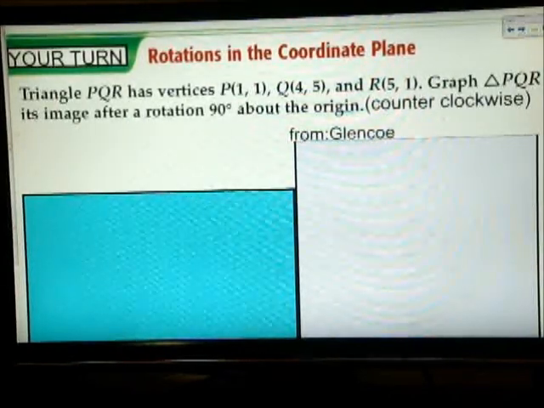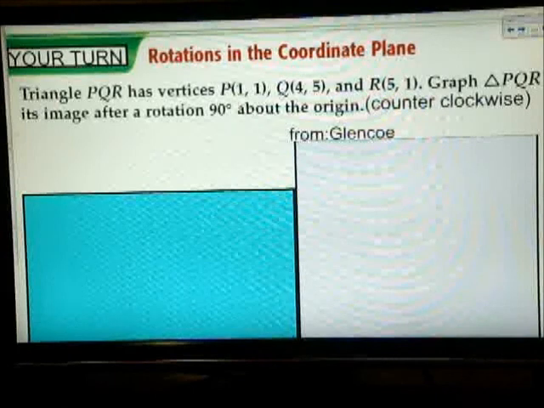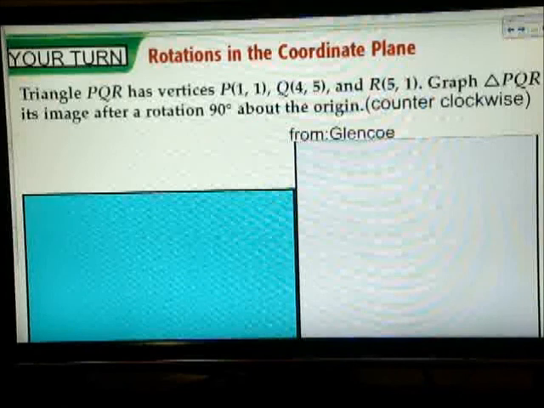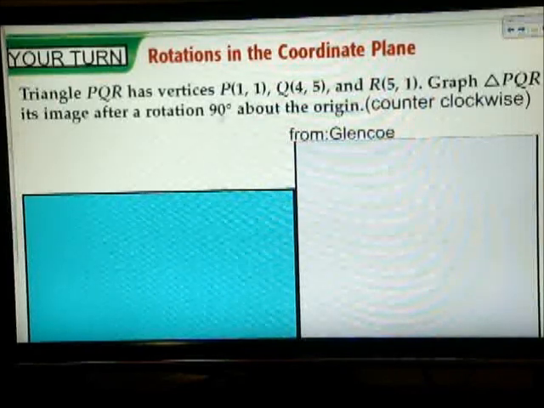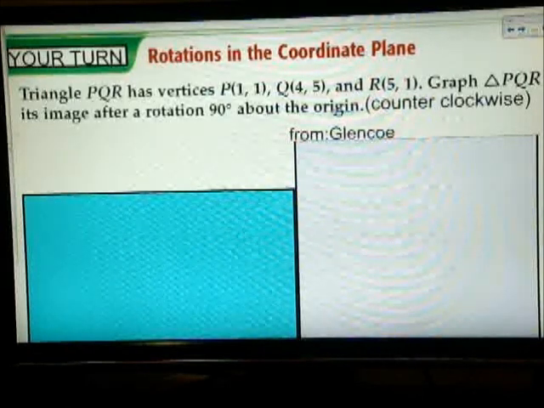Now for this last question, I want you to try the problem on your own. In about 20 seconds, I'm going to reveal the answer, so be sure to pause the video and see if you can find it. So on your graph, you want to draw the triangle that's stated there. And sometimes books say 90 degrees about the origin. That's another word for just counterclockwise. So again, in about 10-15 seconds, I'm going to show you what the new points are.